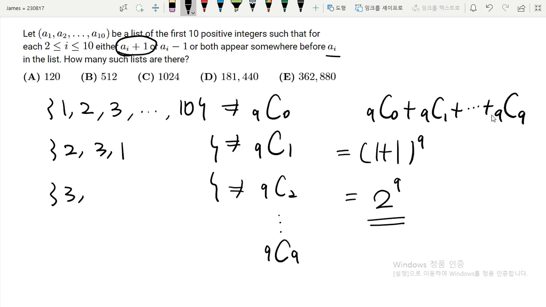Yep, can you hear me? Yes. Find 2 to the ninth power from the choices. Yep. 512. Yep.